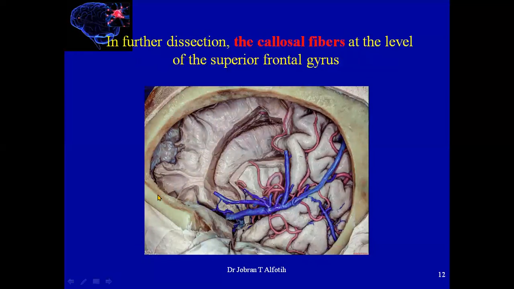In further dissection of the frontal lobe, we have the callosal fibers. The callosal fibers are at the level of the superior frontal gyrus. So here the superior frontal gyrus has been removed to see the callosal fibers underneath the longitudinal fascicles.